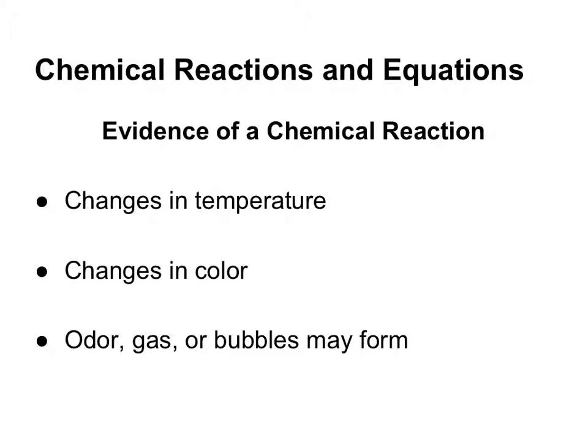And then if you mix things and they start to bubble, like the classic baking soda and vinegar, they don't start out bubbly, but when you put them together, all of a sudden you get bubbles, you get the volcano science project. That's because one of the products of the reaction is carbon dioxide gas that's been formed by the reaction.